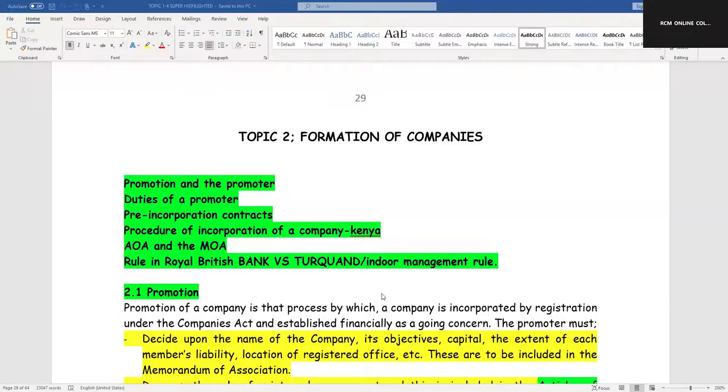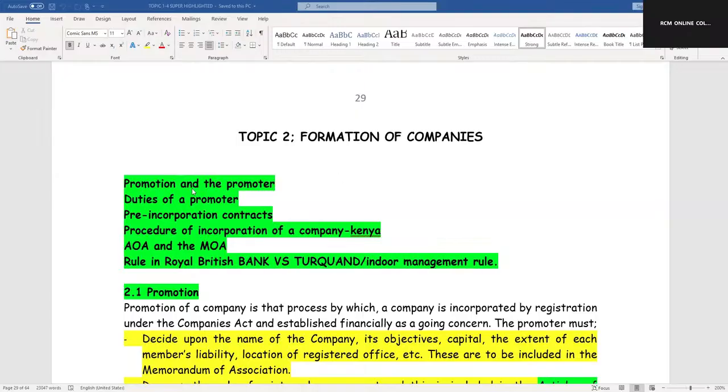Formation of companies. Under this topic, what you're going to learn about is ideally how you can form a company. And what are some of the prerequisites or requirements regarding formation of companies, more so under the law, under the relevant governing laws? What are the requirements regarding how a company could be formed?